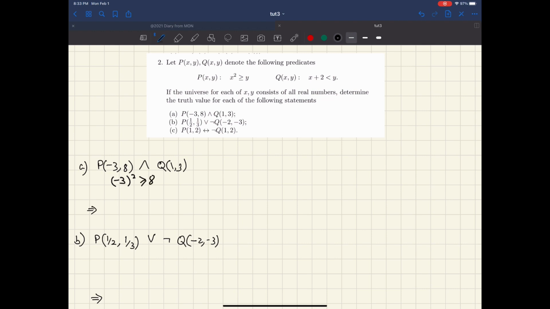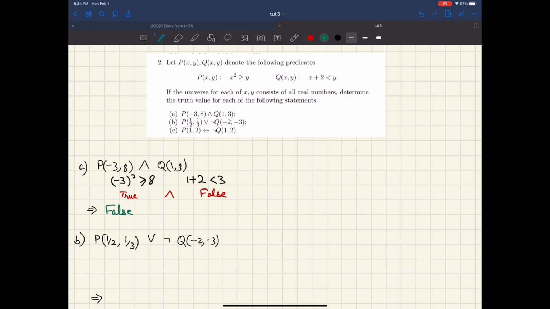So P of minus 3, 8 would be minus 3 squared greater than or equal to 8, and Q of 1, 3 would be 1 plus 2 less than 3. So clearly 3 squared is 9, which is greater than or equal to 8. It's true, but 3 is not less than 3. It's false. So true and false, the answer would come out to be false.